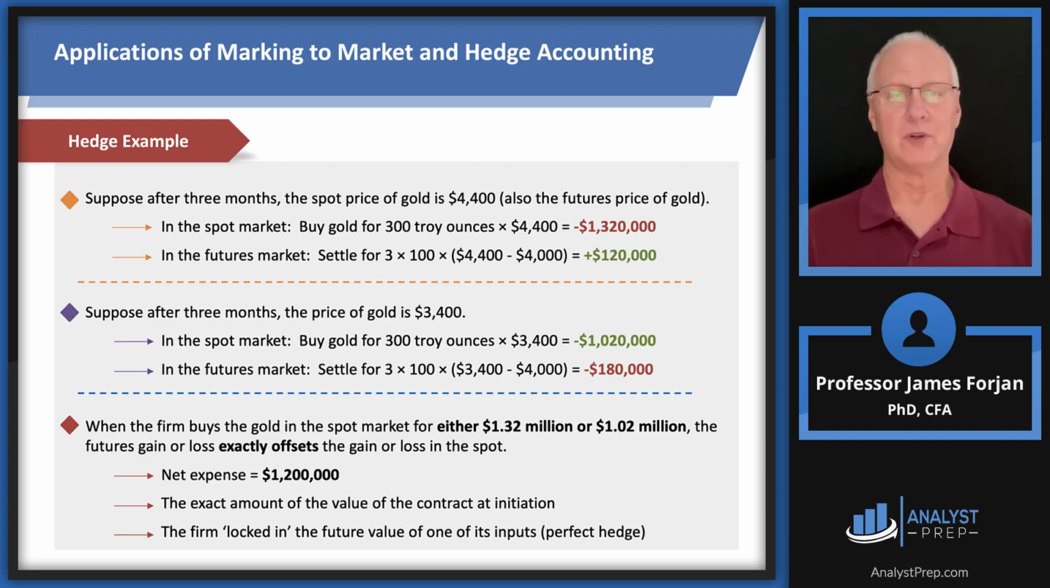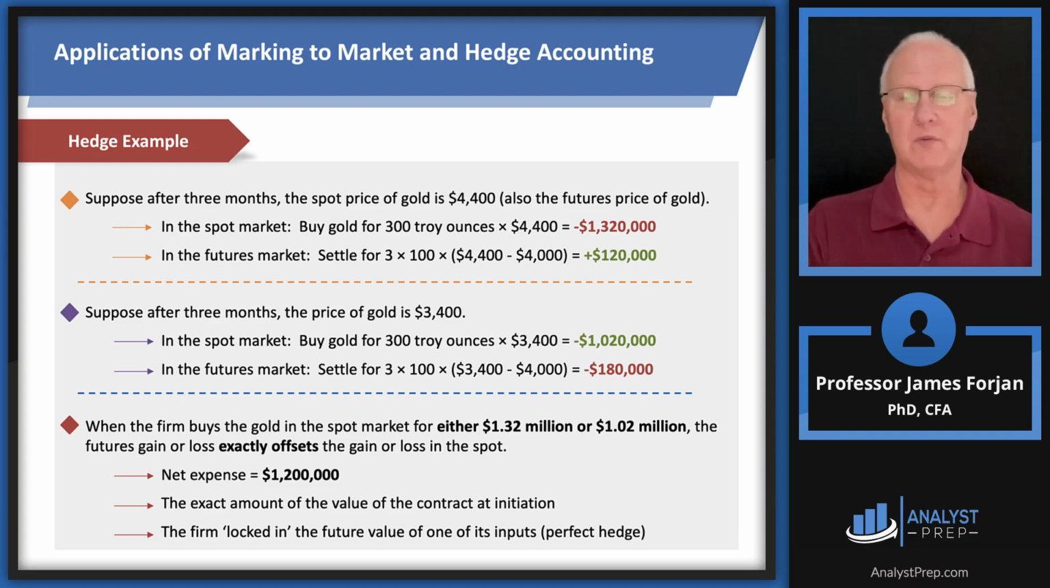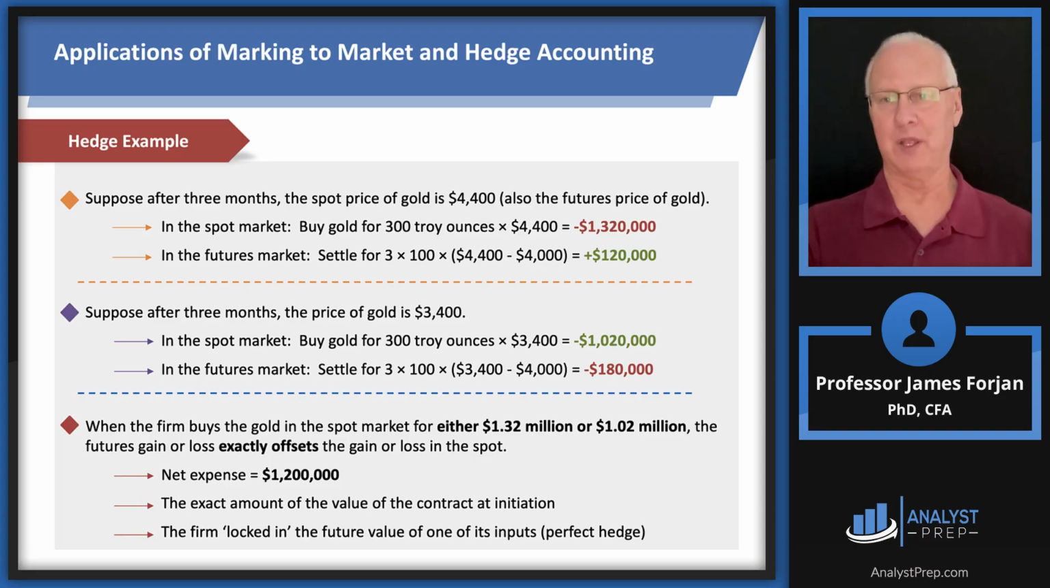So in the spot market, we're just going to go out and buy our gold for $1.32 million. Notice I have a minus sign there to reflect that that's a cash outflow. But since we took the long position in the futures contract, we win in the futures market. What did we win? Well, you can just see the math there very quickly. And that plus 120, that addresses that learning objective that says something like, calculate profit or loss. Make sure you can calculate that 120.